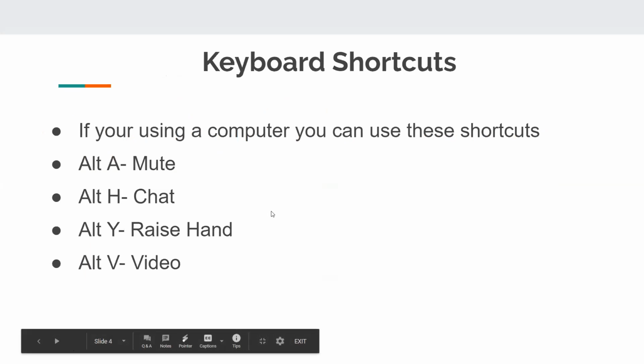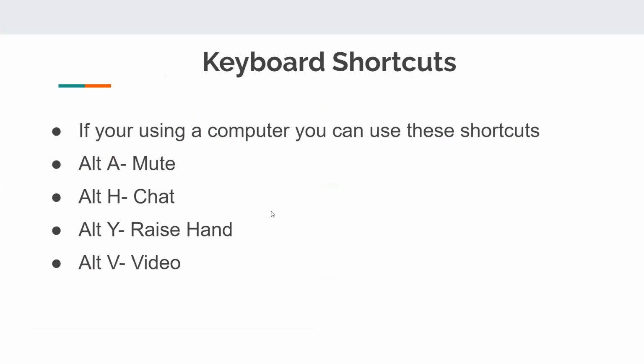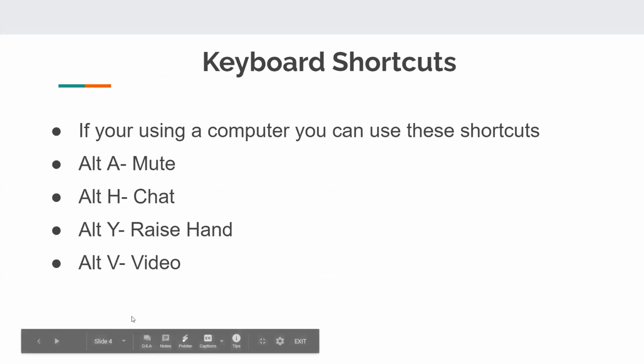Additional information for keyboard shortcuts. If you are using screen reader software and are using keyboard shortcuts, these are a few tips. Alt-A is for mute, Alt-H is for chat, Alt-Y is for raising your hand, and Alt-V is to turn your video on. And now I'm going to pass it over to Justin, the moderator for the session today.